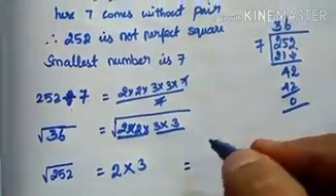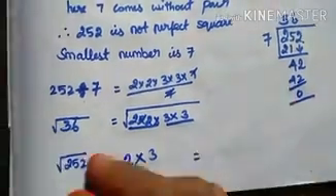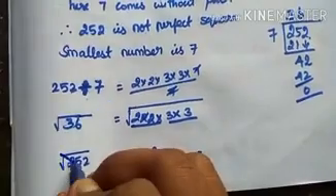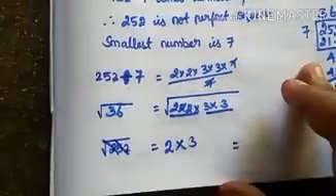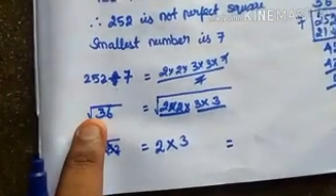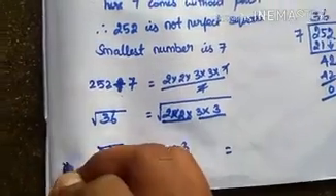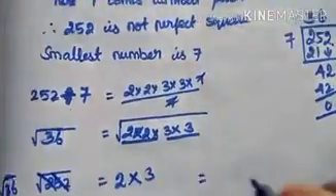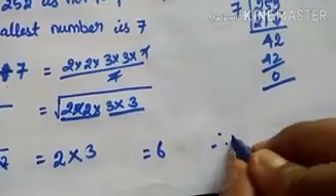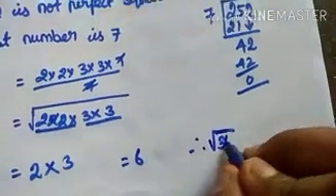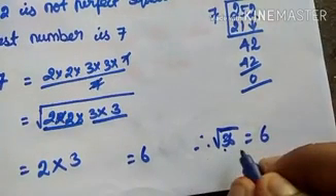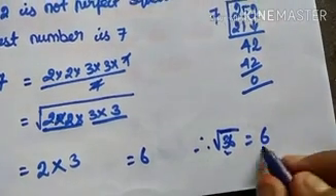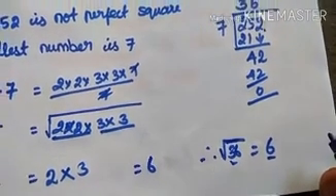2 3s are 6. So what is the new number here? It is not 252, the new number is 36, and we need root 36. So the square root of 36 is equal to 2 into 3, which is equal to 6. Therefore the square root of 36 equals 6. So 36 is the new number and 6 is the square root of 36.